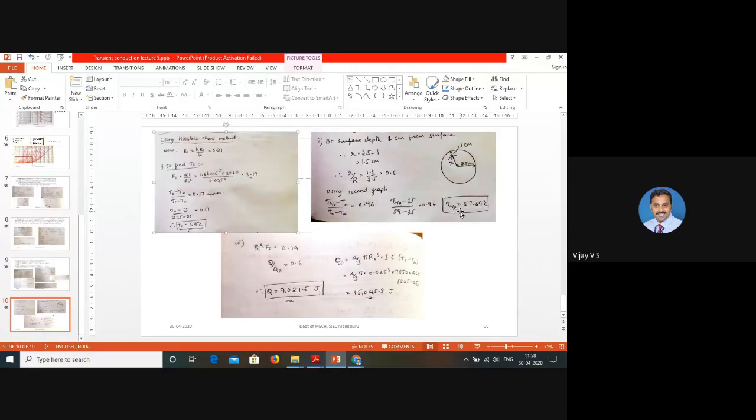So temperature at the depth 1 centimeter will be 57. See, variation is very small. Surface is 59. Here it is 57. Okay, so it is almost near lumped, but not exactly lumped.